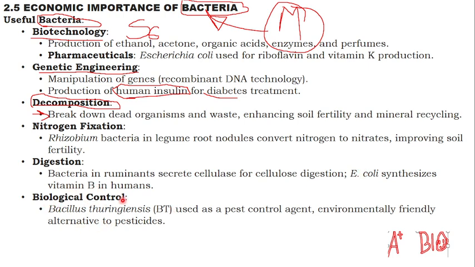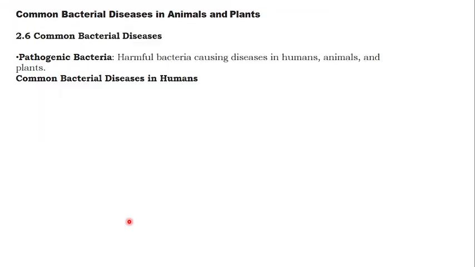There is also biological control, where some bacteria like Bacillus thuringiensis are used as pest control agents. This is environmentally friendly, because you can introduce these bacteria to stop other organisms from affecting our plants. So there are also diseases caused by bacteria in human beings, plants and animals.